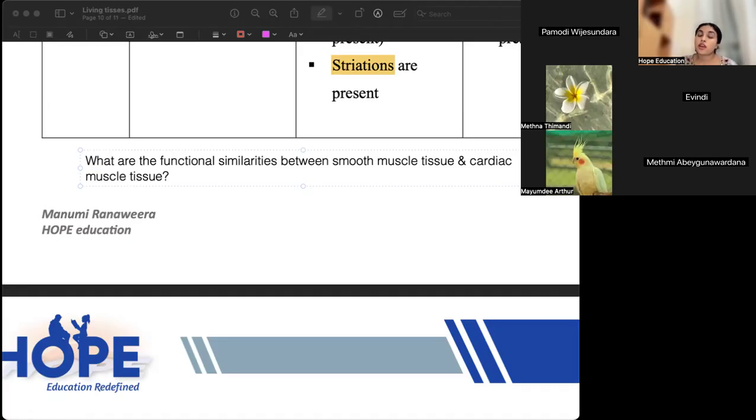The new question is, what are the functional similarities between smooth muscle tissue and cardiac muscle tissue? Put at least one in the chat box.